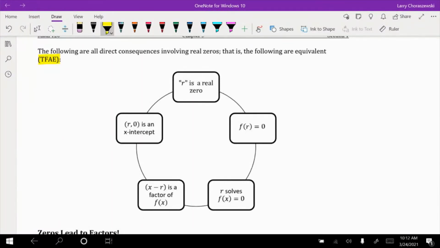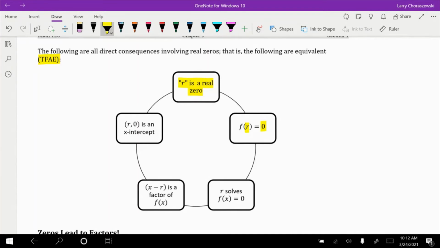So let's maybe start at the top. The first result says that r is a real zero. Okay, so if r is a real zero, then that would also mean that we could plug r into the function and it would produce an output of 0.